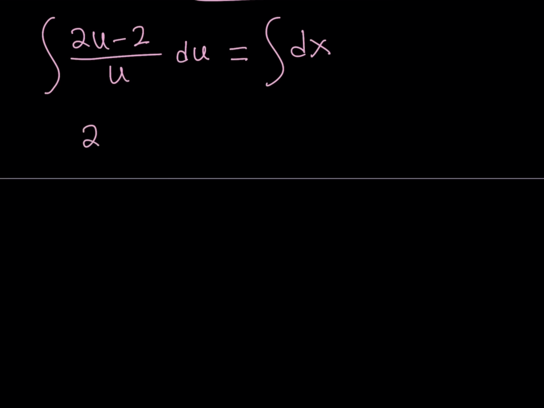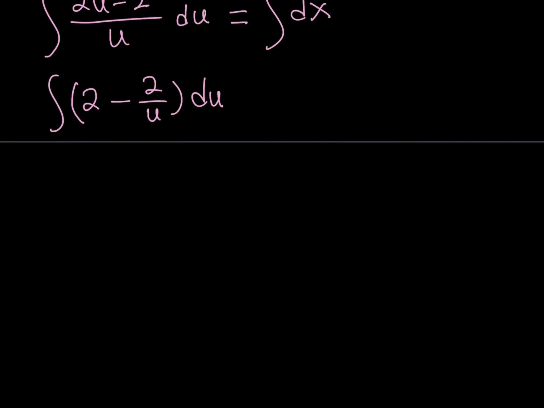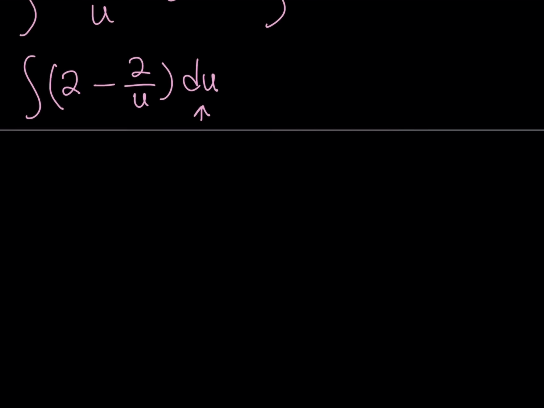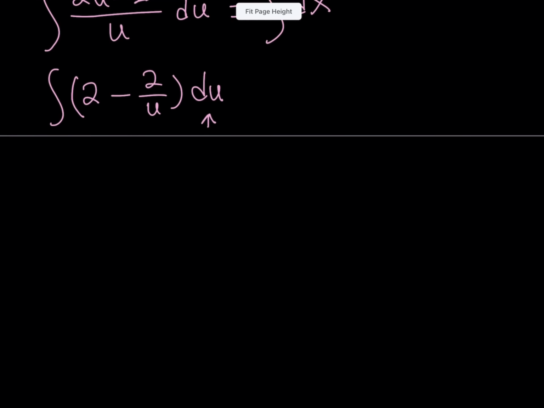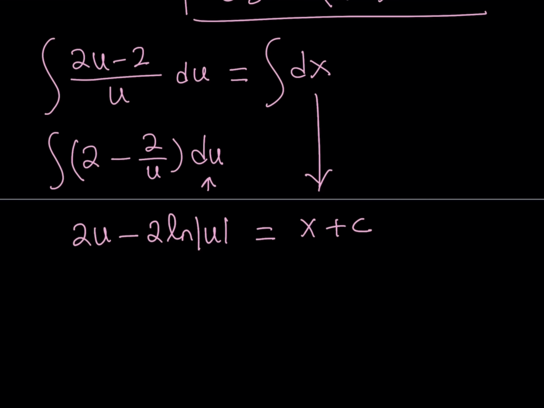Now let's go ahead and separate these two things. Obviously, when you split them apart like this, integration is going to be much easier. And let's go ahead and integrate the left-hand side, and then we're going to set it equal to x plus c. So the integral of 2 is basically with respect to u. Got to remember that. We're integrating with respect to u. So it's going to be 2u minus 2 times ln absolute value of u. For now, we don't know what u is going to look like, so we have to use the absolute value. But later on, if we know the sign, like positive or negative, we can remove that. And obviously, this is going to equal x plus c, which is the integral of dx. Simple, right? Fairly easy.